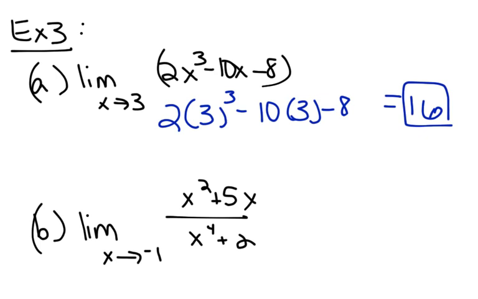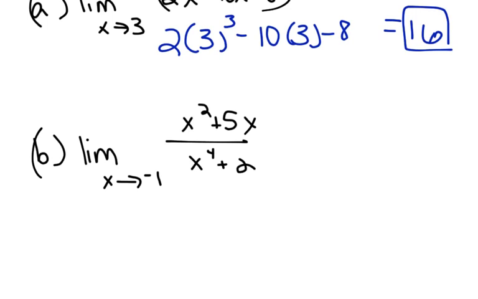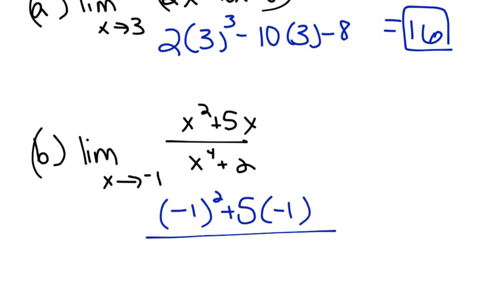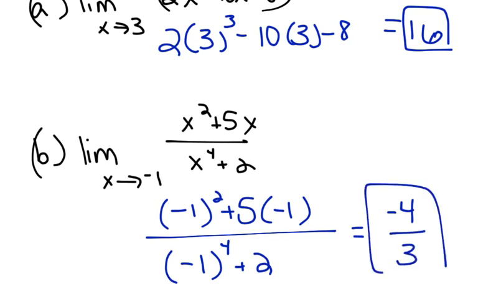In part B, -1 will not make the denominator 0 because -1 to the 4th power is 1, and 1 plus 2 is 3. So direct substitution would give me, let's see, 1 minus 5, which is -4 in the numerator. And in the denominator, -1 to the 4th is 1, plus 2 is 3.